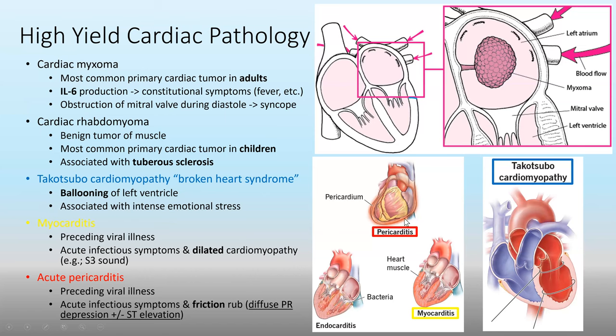Pericarditis also has a preceding viral illness, but instead of the myocardium being affected, it's the pericardium. So it leads to acute infectious symptoms as well, but instead of hearing an S3 sound and a dilated cardiomyopathy picture, you would have a friction rub as the heart beats against an inflamed pericardium. It causes a rub and you hear the scratchy sound. You also have diffuse PR depressions and ST elevations. Again, it's diffuse because the pericardium is inflamed throughout the heart. So it's affecting the cardiac conduction throughout the heart, as opposed to specific leads, which would happen in a myocardial infarction.